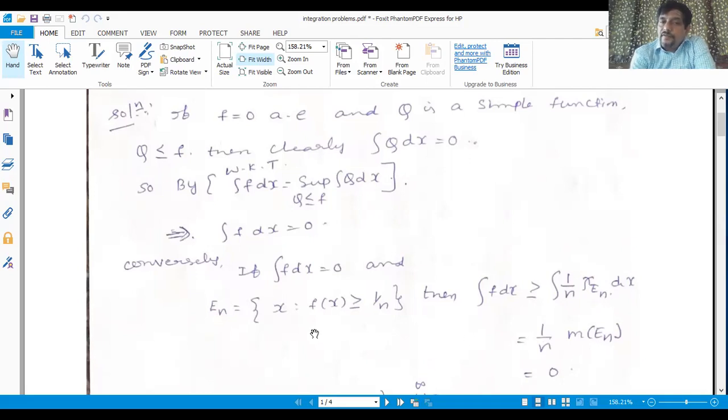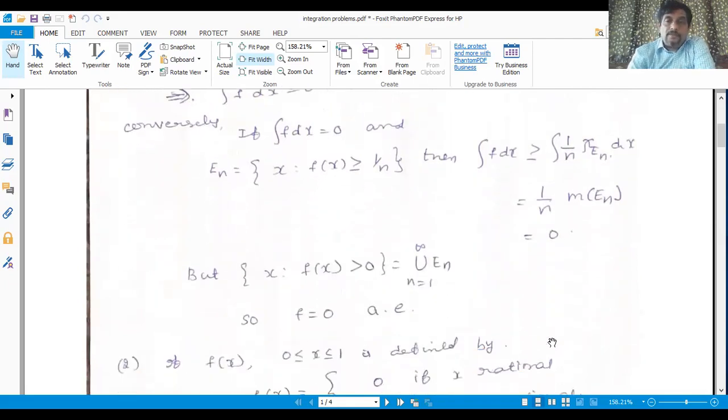Measure of En is a singleton, it is 0, therefore the value becomes 0. The product is also a singleton set, it becomes 0 here. But the set of all x such that f of x is greater than 0 can be written in terms of a union of disjoint sets, that is the union of n running from 1 to infinity of En. So definitely f is equal to 0 almost everywhere.